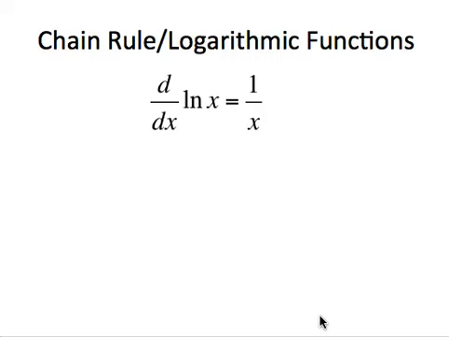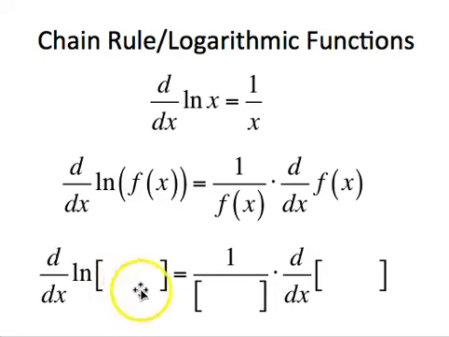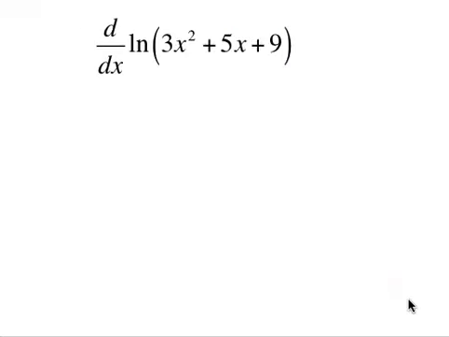Now we're going to extend the logarithmic functions into the chain rule. So the derivative of the natural log of x is 1 over x. We're interested in the derivative of the natural log of a function. So the derivative of a natural log of a function is 1 over that function times the derivative of the function. And I like to use empty parentheses or brackets to think of it as the derivative of the log of something is 1 over the something times the derivative of the something. That's our basic idea of the chain rule for logarithmic functions.